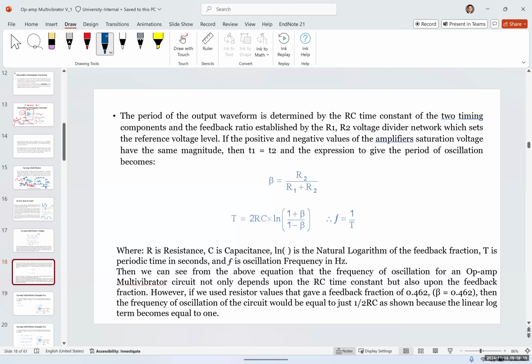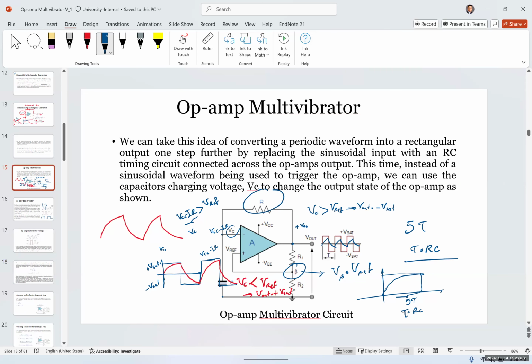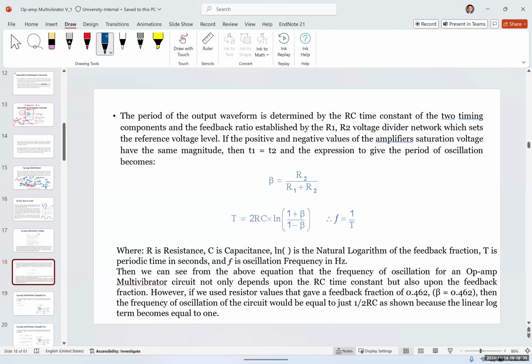R is the resistance, C is the capacitance that we see here. It's going to be this R and this C. We're not using R1 and R2 for this. And for beta, we're actually using R1 and R2. But this RC is actually the RC circuit that is connected to the input of the capacitor.